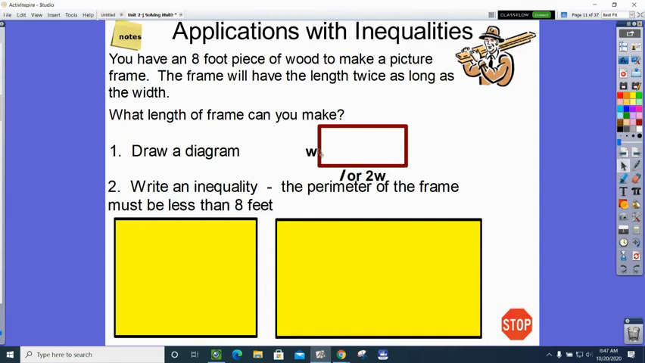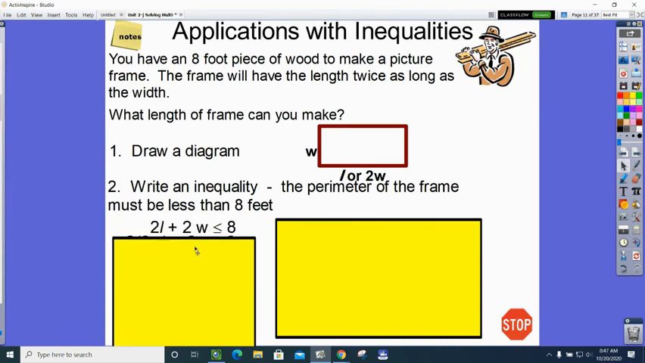So the first thing is I'm going to let W equal the width in feet. Now I'm going to write my equation, or rather my inequality, because I don't have to use up all the wood. So basically 2 lengths plus 2 widths has to be less than or equal to the 8. We've done these before, we would put equal, but you think about the real world, you can have scrap wood left over. So it's really an inequality.